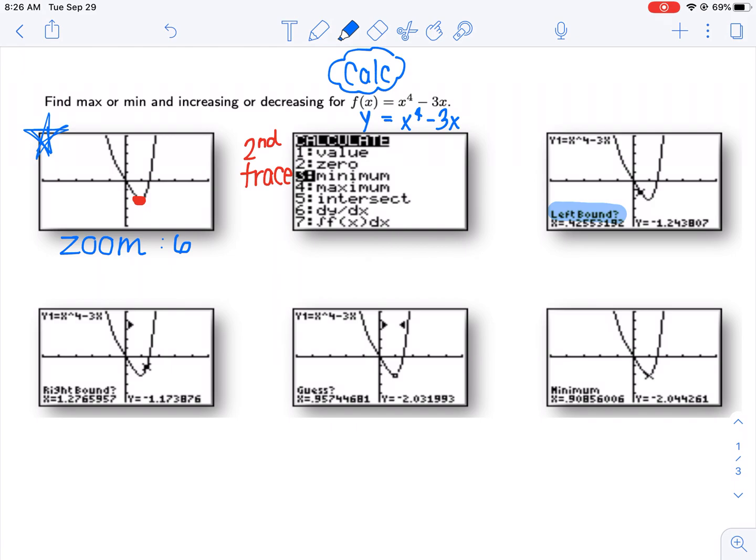It's going to say left bound question mark with a little blinky dot. And if you don't see this, pause, go back, make sure you're following every step properly. When you are choosing left bound, you can use the right and left arrows and just get to the left of your vertex point, of that minimum. As soon as you're to the left, press enter.